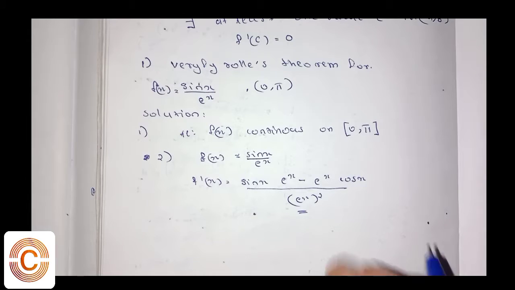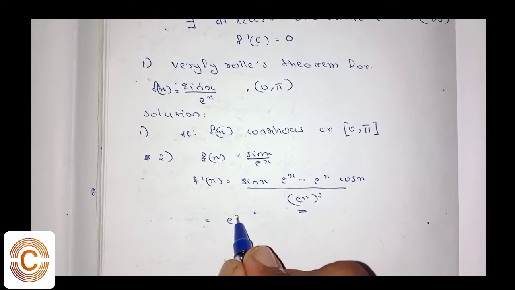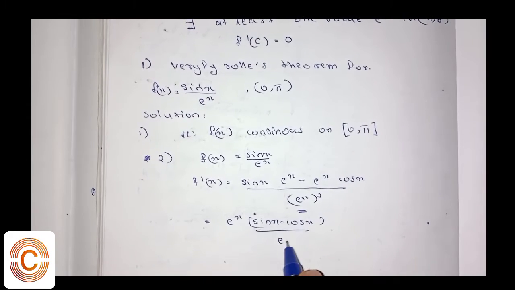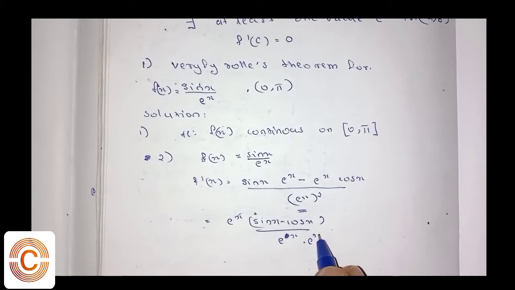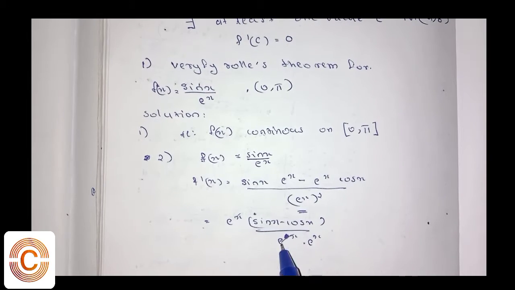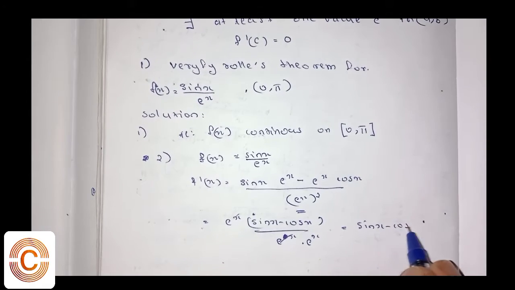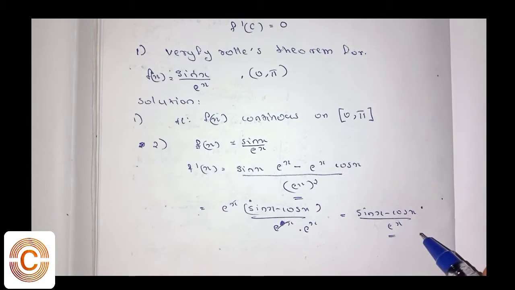So by taking e raised to x outside the bracket, it becomes e raised to x into (sin x minus cos x), the whole divided by e raised to 2x. So we can cancel e raised to x. We can write e raised to 2x in the denominator as e raised to x into e raised to x. Then we can cancel one e raised to x. So it becomes sin x minus cos x divided by e raised to x. So we get a function like this, and there is no need for further simplification here.